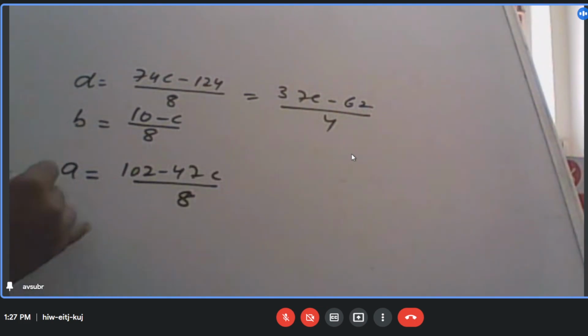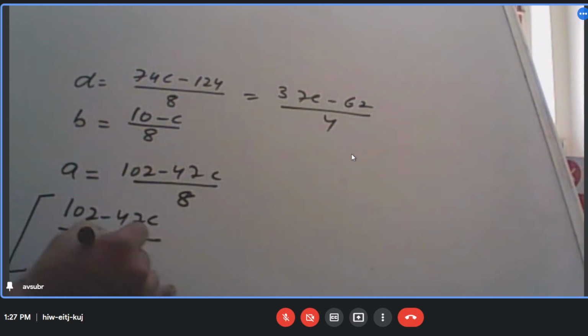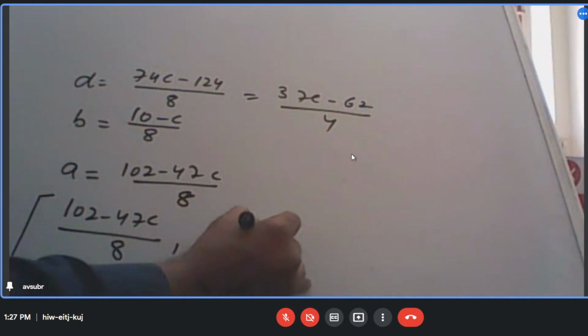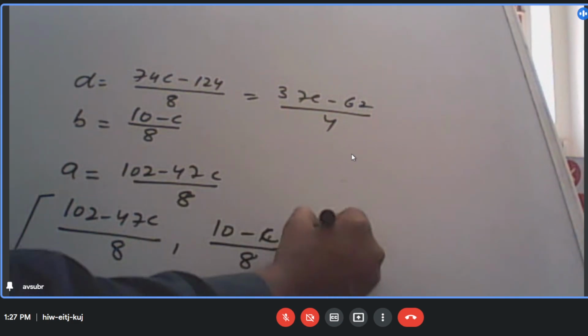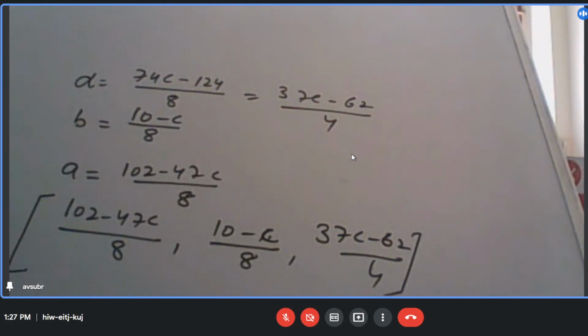तो हमारे पास सॉल्यूशन क्या मिला है हमको? 102 minus 47C by 8, 10 minus C by 8 and 37C minus 62 by 4. Okay, these are the solutions. And of course we will get C also, C भी तो एक solution है ना? So these are the solutions actually we have got.